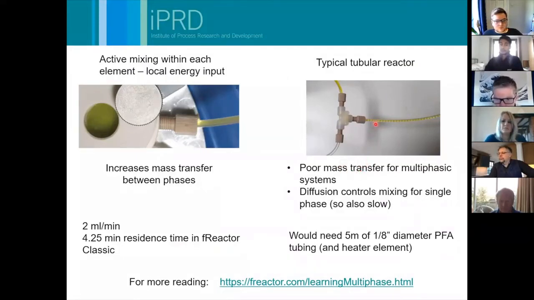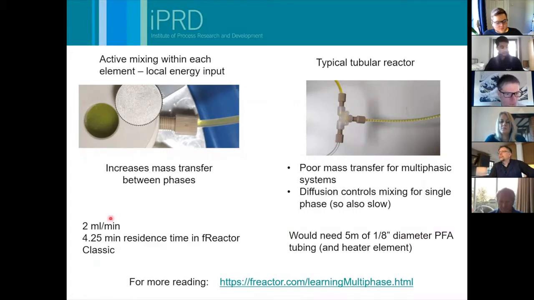So you can see the interfaces between the green and the clear actually are not big areas per volume of fluid. Okay, so that means we've got diffusion control of these interfaces, and even with single phase chemistry, so maybe we have two miscible chemistries coming in over on the left hand side, then it's still diffusion controlled. Okay, so again, the mixing characteristics are very slow within these types of systems.